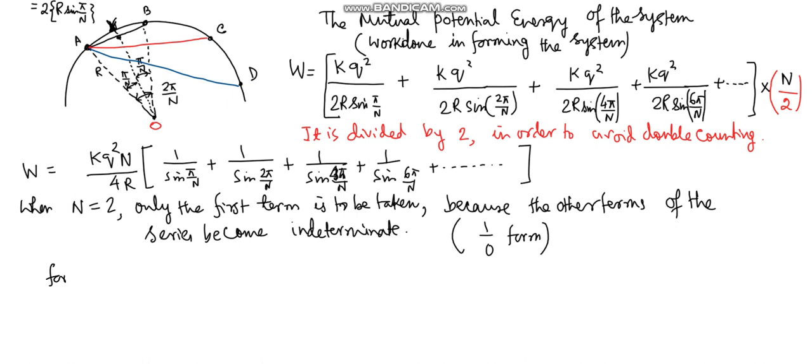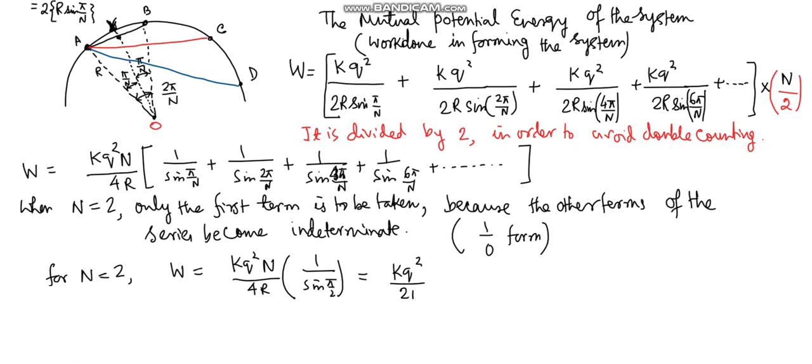Henceforth, for n is equal to 2, W will be equal to kq square n divided by 4r and within the bracket 1 by sine pi by 2. Sine pi by 2 is nothing but 1. So ultimately we get kq square divided by 4r, and I have to put n is equal to 2 here also, n in the numerator, so kq square by 2r.